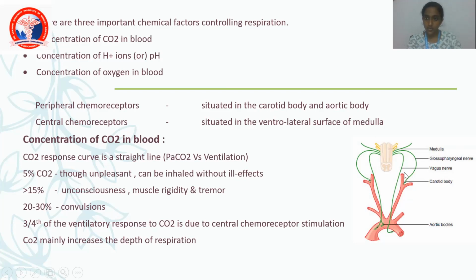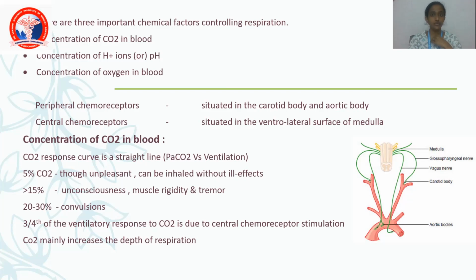You can see in this picture, at the bifurcation of the carotid, we have the carotid receptor. In the arch of the aorta, we have the aortic receptors. And these, in turn, have their innervation via the glossopharyngeal and the vagus nerve. So coming to the first chemical regulatory mode, which is carbon dioxide. Actually, carbon dioxide's action will be mostly on the central chemoreceptors only.